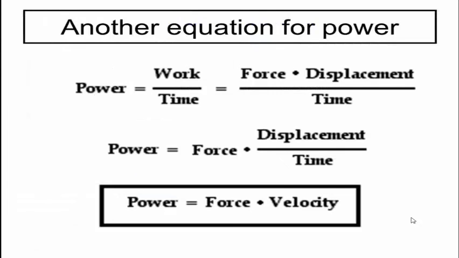So you can rewrite the equation for power as power is equal to work divided by time, where work can be written as force multiplied by the displacement, the whole divided by time. Then you can rewrite it as power is equal to force multiplied by displacement divided by time, where displacement divided by time gives us velocity. So replace displacement divided by time with velocity, then your formula becomes power is equal to force multiplied by velocity.